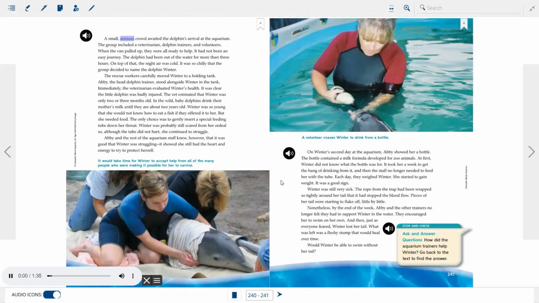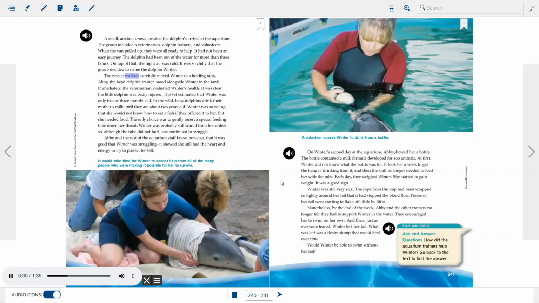A small, anxious crowd awaited the dolphin's arrival at the aquarium. The group included a veterinarian, dolphin trainers, and volunteers. When the van pulled up, they were all ready to help. It had not been an easy journey. The dolphin had been out of the water for more than 3 hours. On top of that, the night air was cold. It was so chilly that the group decided to name the dolphin Winter.